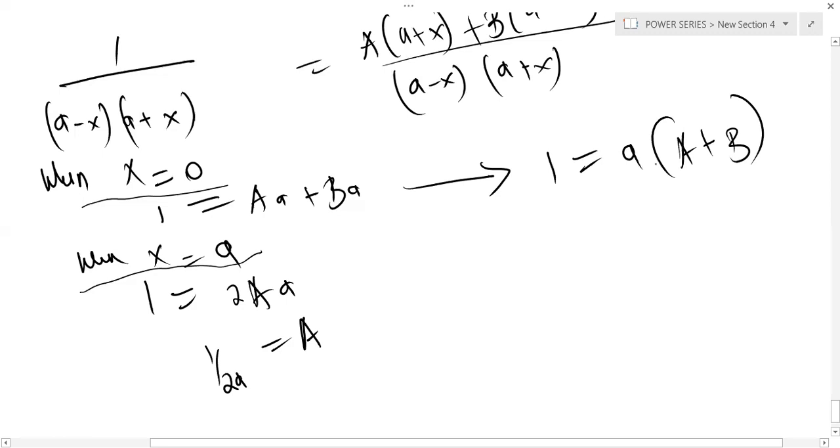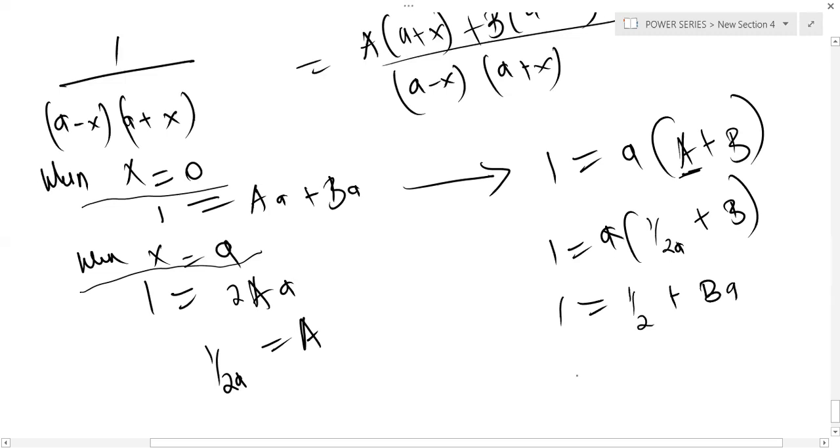But we already know the value of A here. So I can have this as 1 is equal to A into, the value of A is 1/2A, plus B. Make B the subject of the formula so that you can get the value of B in terms of A. So what will B be equal to? When you open the bracket, this and this will cancel out so that you remain with 1/2 there, plus on the other side we will have BA. So 1 minus 1/2 is equal to BA. So 1/2 is equal to BA.